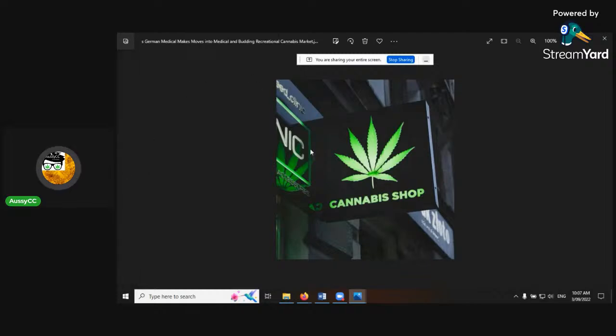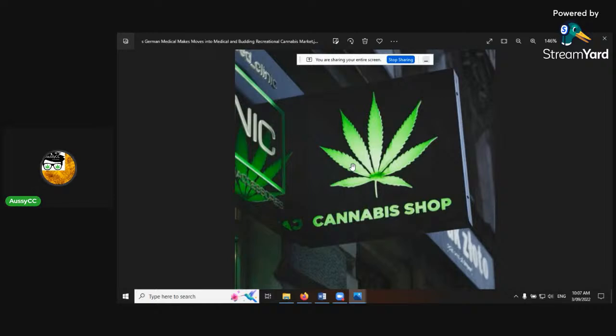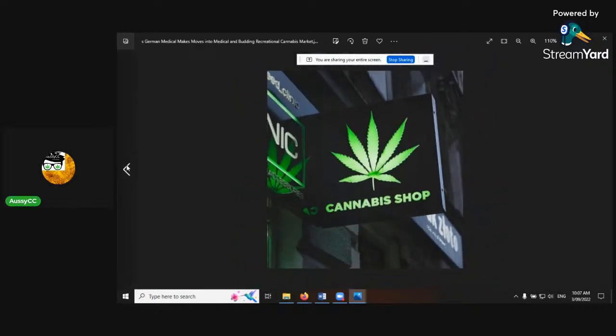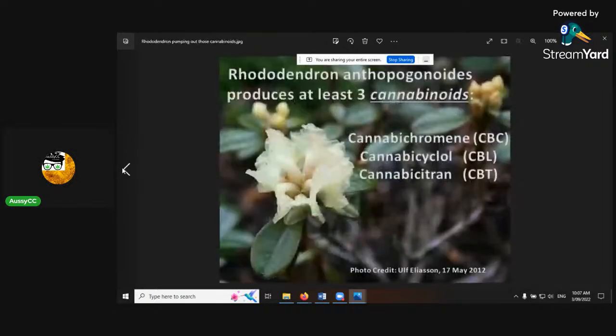Germany makes moves to go recreational. Well done, Germany. Yes, congratulations. You'll be right up there with world leaders as well, making heaps of money with all your scientists and all your technology and all your discoveries that you can do, because there's so much opportunity, but the law permits in certain countries.